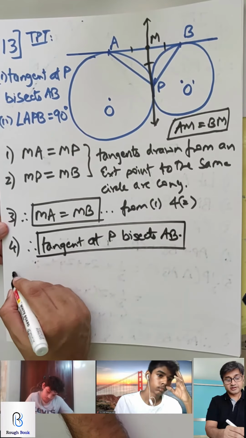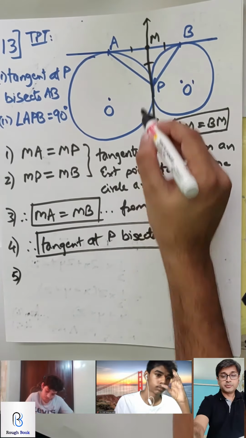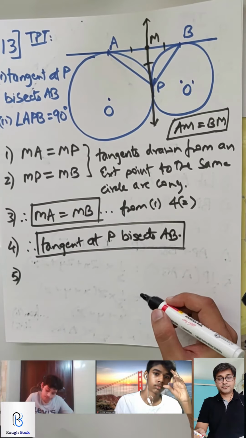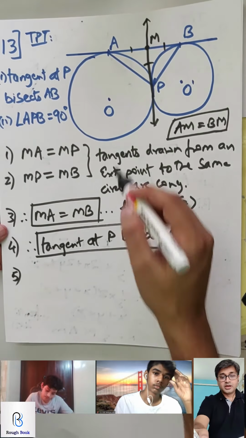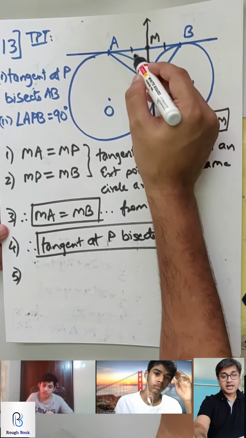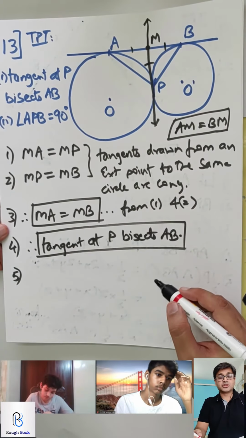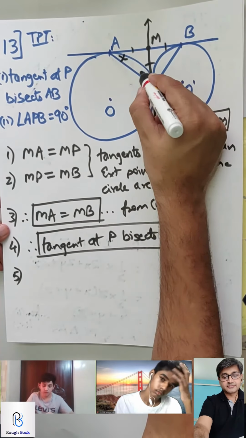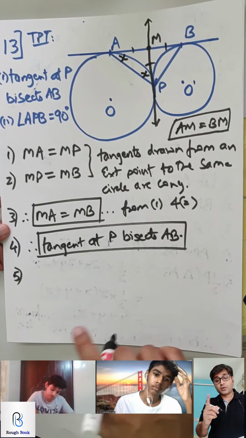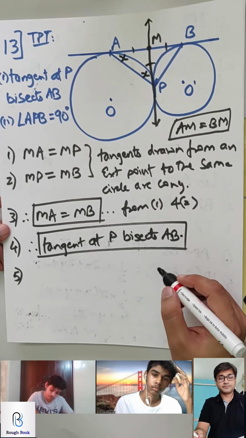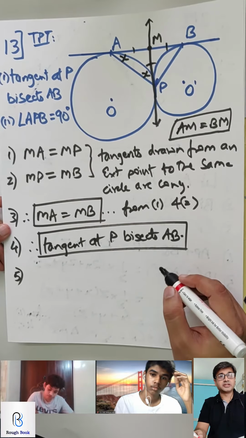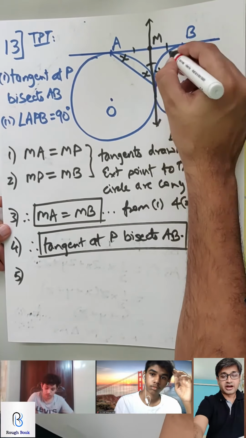Now let's look at the second part, that is angle APB to be 90. Any clue, both of you? Okay, I'll just give you the clue. If you take triangle MAP, MA is equal to MP. So therefore triangle MAP is isosceles, so let the base angles be x. Likewise the other triangle PMB, MP equals MB, right? So again it is isosceles. So let the base angles be y.